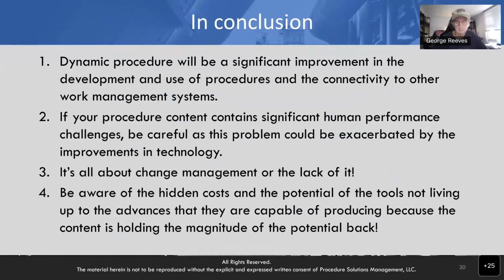In conclusion, dynamic procedures will be a significant improvement in the development and use of procedures and the connectivity to other work management systems. If your procedure content contains significant human performance challenges, be careful, as this problem could be exacerbated by the improvements in the technology. It's all about the change management, or the lack of it. Be aware of the hidden costs and the potential of the tools not living up to the advances that they're capable of producing, because your content is holding the magnitude of the potential back.